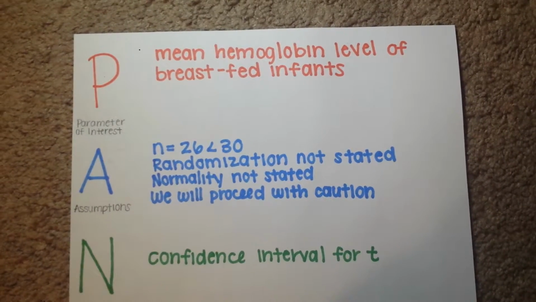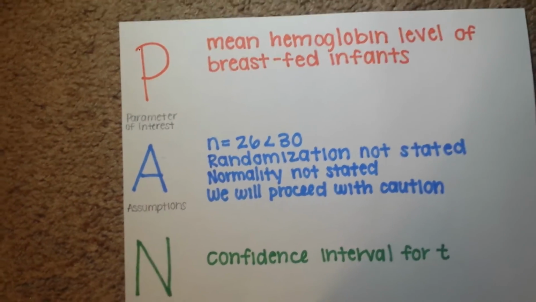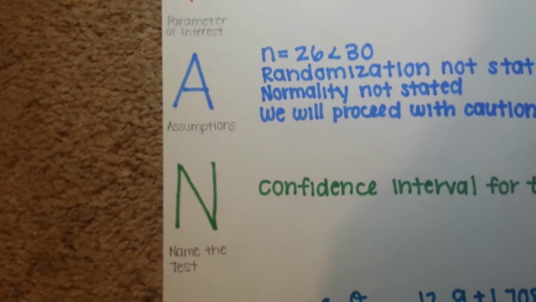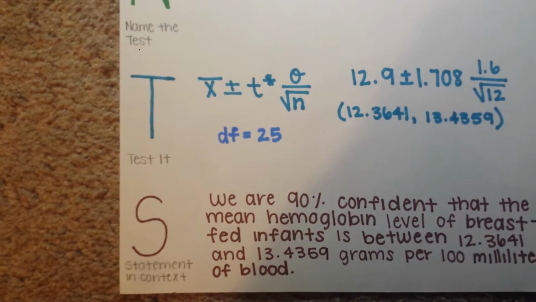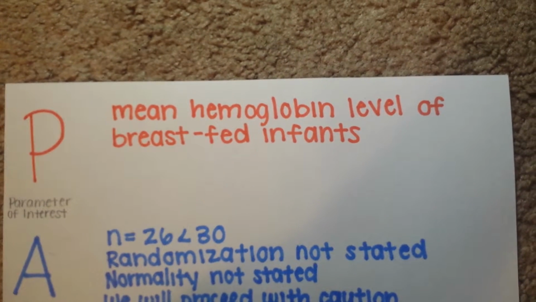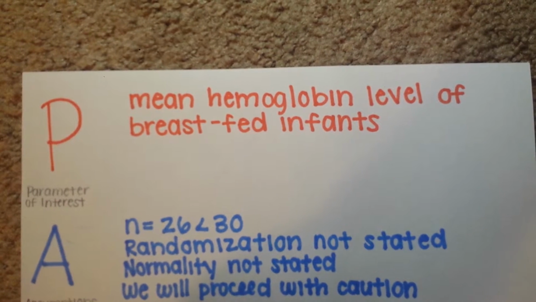To do this problem, we're using a technique called PANTS. PANTS has 5 parts to it: a P, which is parameter of interest, A, which is your assumptions, N, which is name the test, T, which is test it, and S, which is statement and context. So for our parameter of interest, it is the mean hemoglobin level of breastfed infants.